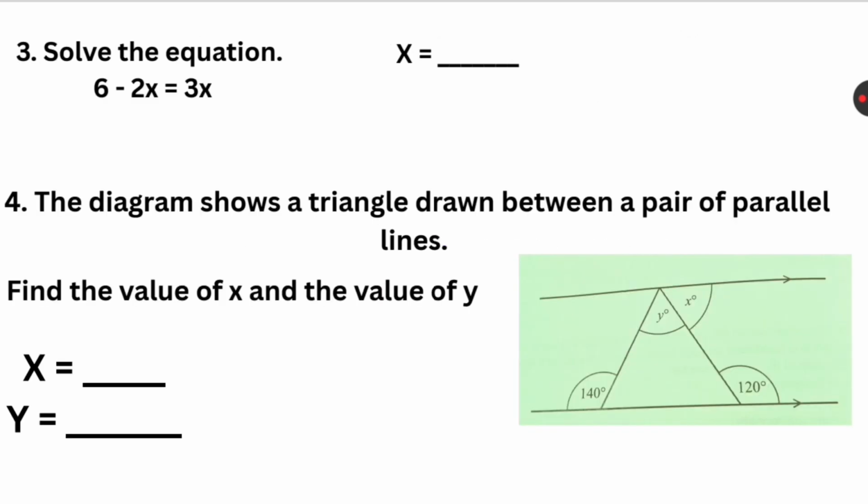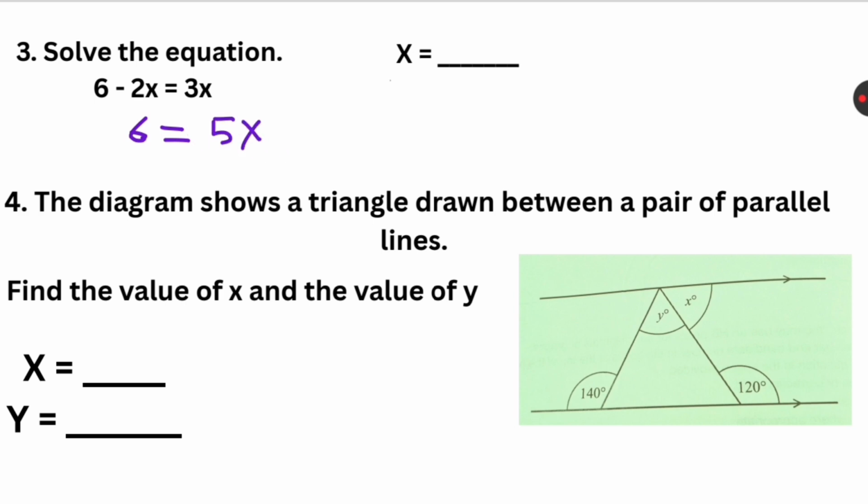Solve the equation. What they have given is 6 minus 2x equal to 3x. First, what you have to do is send all the variables to one side. The minus 2x you send to the right hand side, then it becomes plus 2x. So 6 equal to 3x plus 2x. 3x plus 2x gives 5x only.